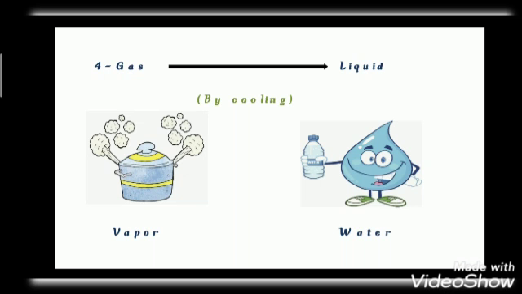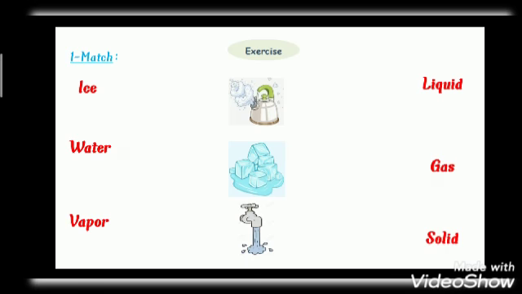Super. Junior 2, we have how many forms of water? 3. Liquid, solid, gas. Liquid like water. Solid like ice. Gas like vapor or steam. Super. Now we solve the exercise in the main booklet.